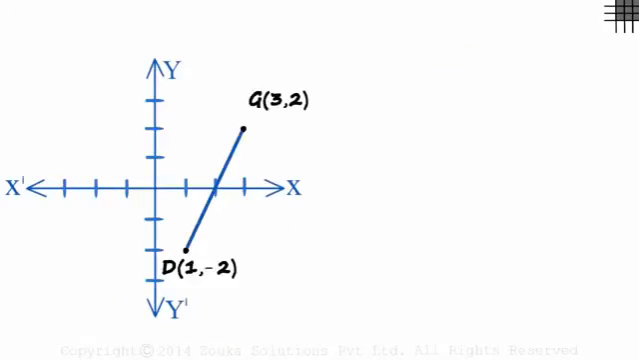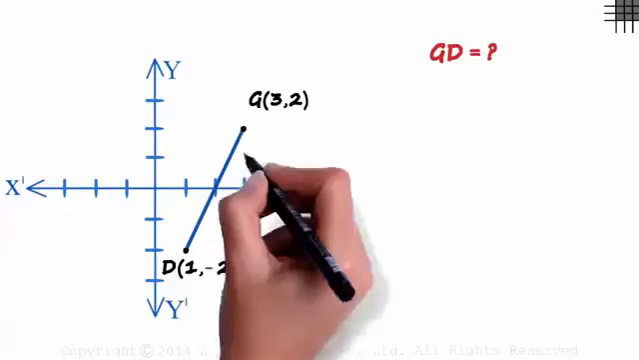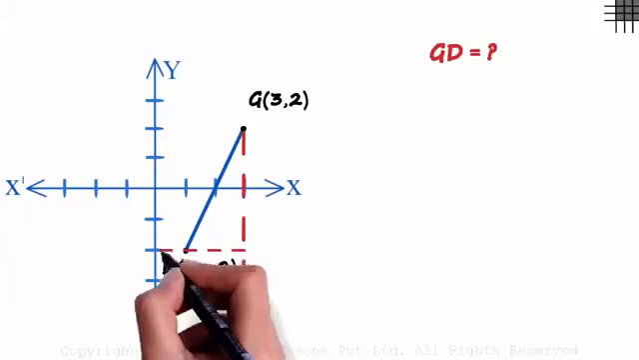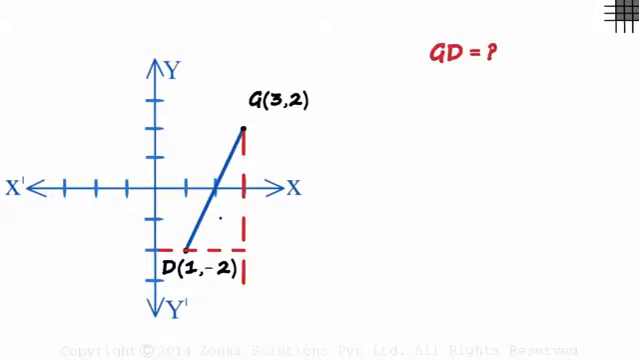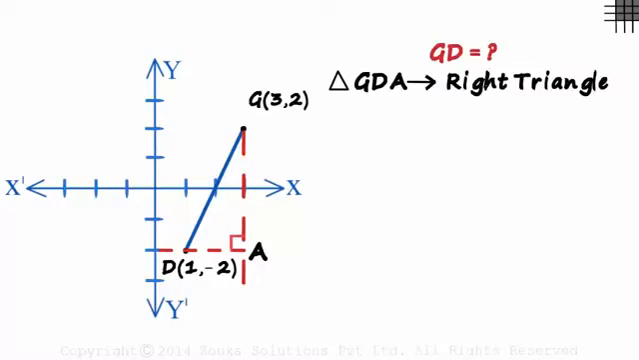We have been given the coordinates of G and D and asked to find the distance between them. From the 2 points, draw perpendiculars to the x-axis and to the y-axis. It's obvious that the angle formed here will be a right angle. We call it point A. Now look at triangle GDA and you can probably guess how we can find length GD. Yes, triangle GDA is a right triangle. So if we find out GA and AD, then we can easily find GD using the Pythagoras theorem.